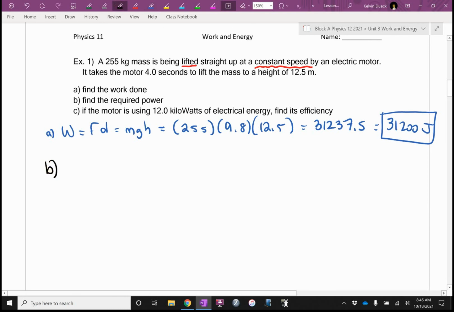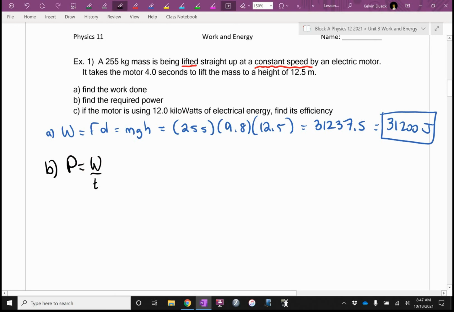B. Find the required power. Ooh, Camille, how do I find power? Camille, back row, Camille. So check on your formula sheet. How do I find power? This was last day's lesson, so if you don't have your fingerprint, that's fine. Okay. There's actually 2 versions of power. Let's see if we can use this first one.